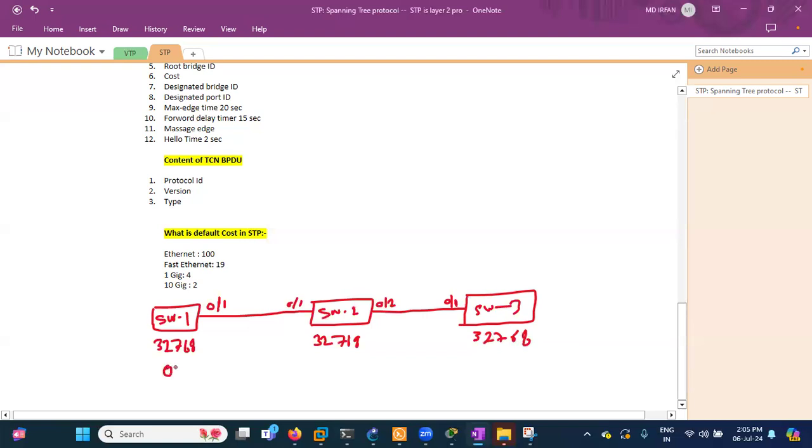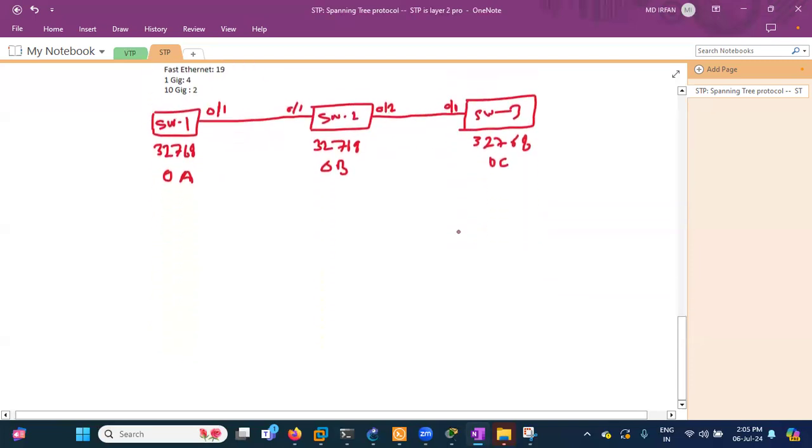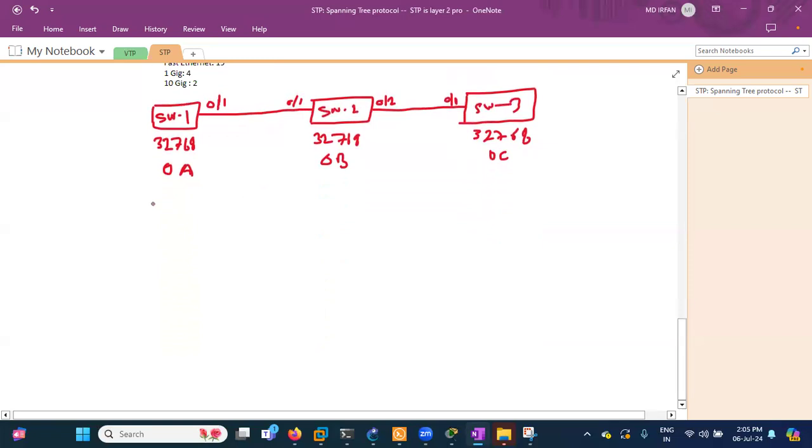And the MAC addresses are 0A, 0B, 0C. So which switch will become the root switch? It's Switch 1. This is root, right? This is non-root. Only in the network, only one switch will become a root switch, and the others will be non-root switches.